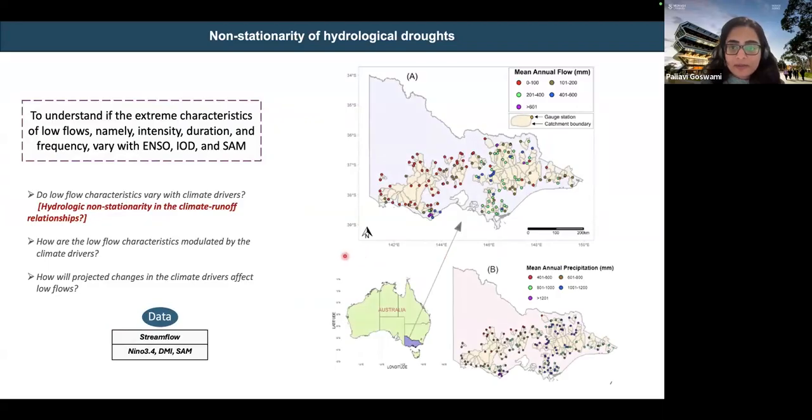For this, I looked at around 160 catchments in Southeast Australia. These catchments were unimpaired, which means that there was no anthropogenic influence on them. There were no significant abstractions from them, so the time series of flows that we had was strictly dictated by the climate and not anthropogenic modulation.